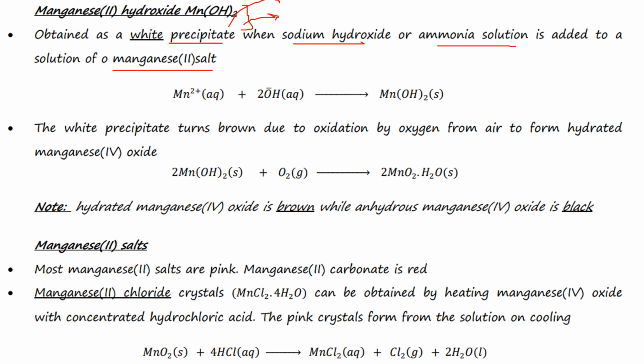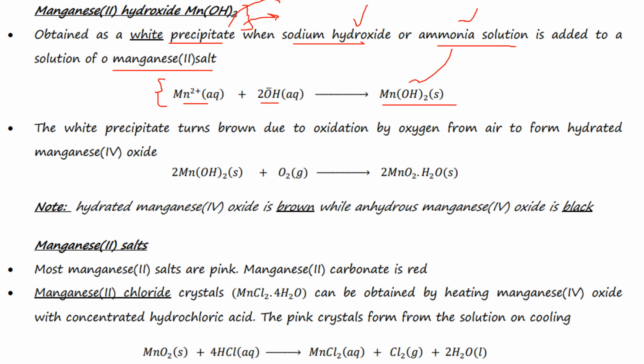So what happens is that, just like you do in your practicals, the manganese ions present in the test solution react with hydroxide ions coming from either sodium hydroxide or ammonium hydroxide solution, forming manganese 2 hydroxide. Balancing the equation, you follow the same procedures.